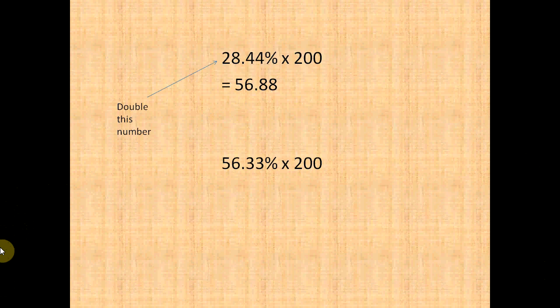Now let's take a last example, a slightly bigger number, 56.33% of 200. What you need to do is to just double this particular number, 56.33. Double of 56 will be 112. Double of 0.33 will be 0.66. So the answer is 112.66. As simple as that. Now, let's see the concept behind this. Let's try to understand what we are doing over there.